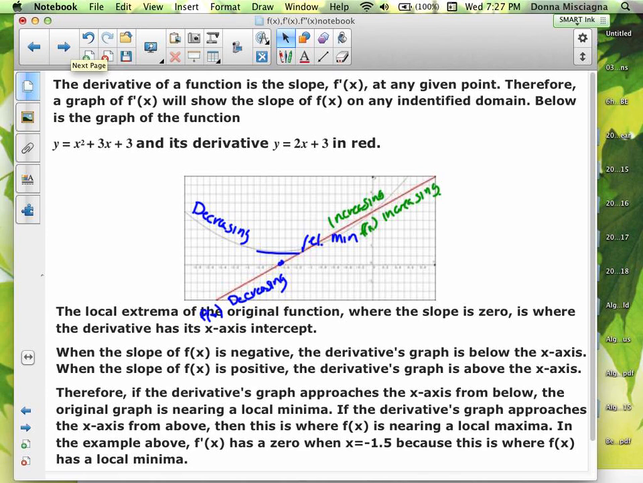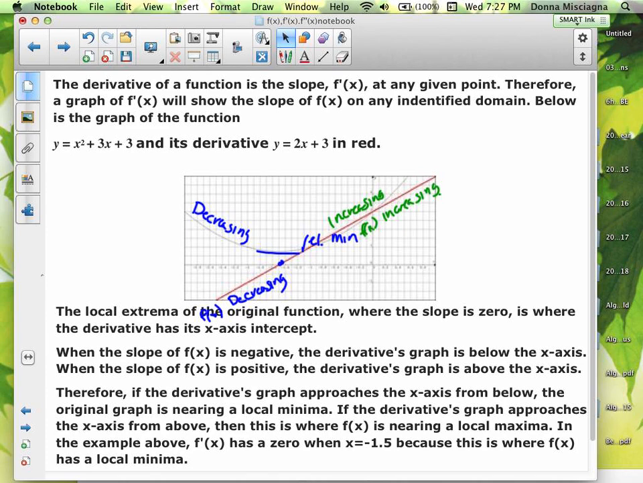All right, so where our function is decreasing, the derivative is below the x-axis. Where we have a relative minimum, we have an x-intercept for our derivative. Where the function is increasing, the derivative is above the x-axis. So the local extrema of the original function, where the slope is 0, is where the derivative has its x-axis intercept. When the slope of our function is negative, the derivative's graph is below the x-axis. When the slope of the function is positive, the derivative's graph is above the x-axis. So when we're decreasing, we're below the x-axis. When we're increasing, we're above the x-axis.